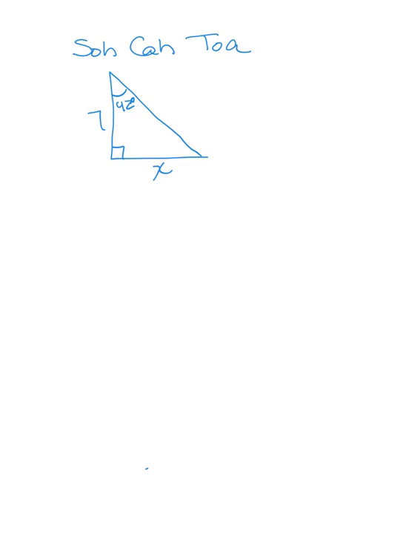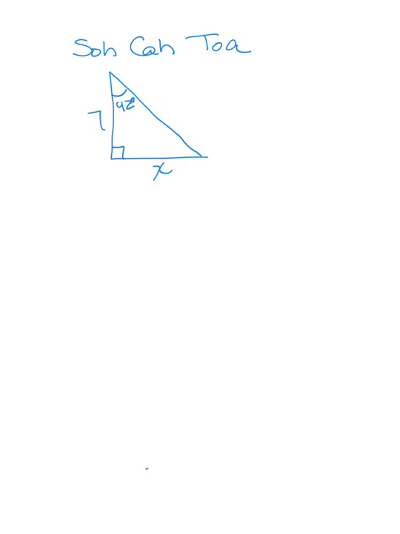All right, so when we get a triangle and they're asking us to find something, we have to say to ourselves, what do we have? What do we need? And we're going to use SOH CAH TOA to solve these. So we have an angle, and we have an x and a 7. And they want us to find x.